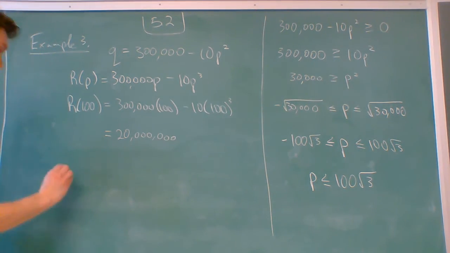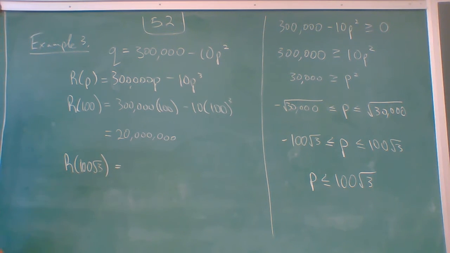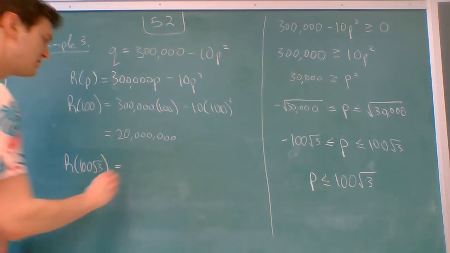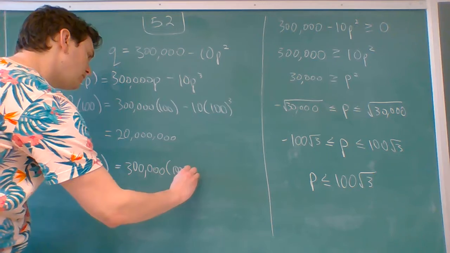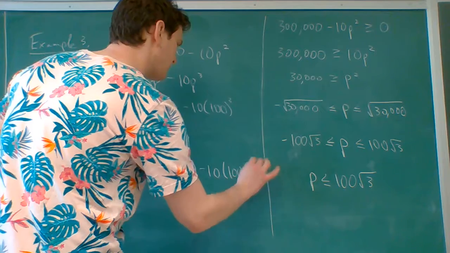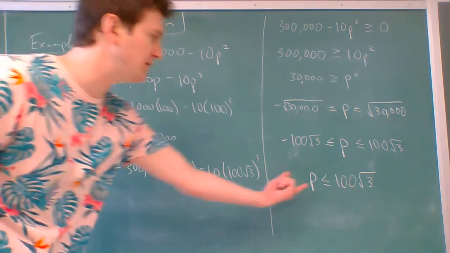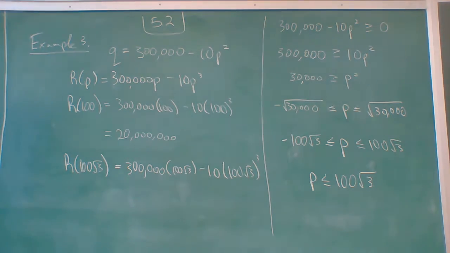Let's check that point. R of 100 times square root of 3. Because if we get a revenue that's higher than 20 million, then that means this is actually our maximum price to maximize revenue. So we'll do 300,000 times P minus 10 times P cubed. So I'm plugging in this new P value that I found at an endpoint. This is an endpoint that I'm checking here. And what am I going to get from that? We will ask a calculator.